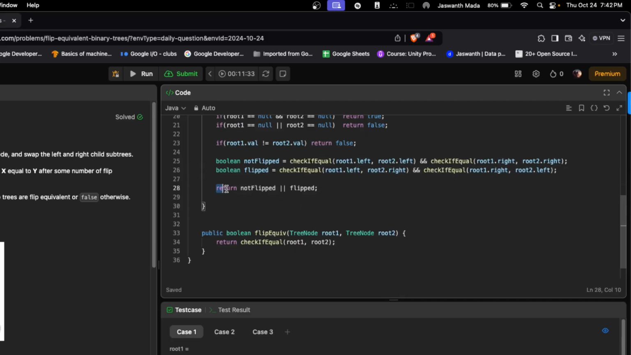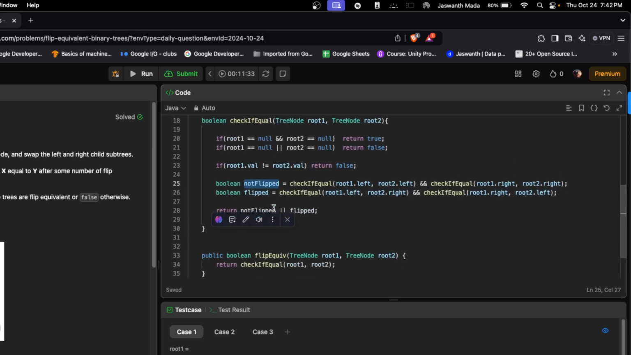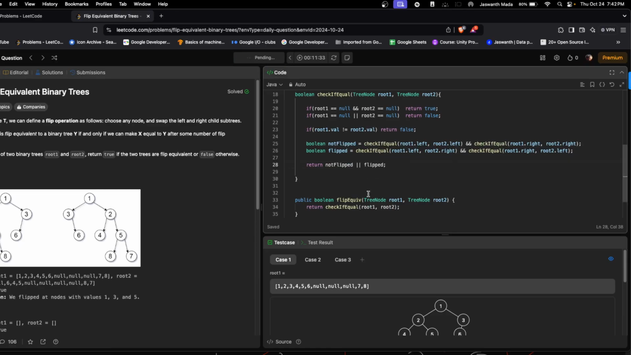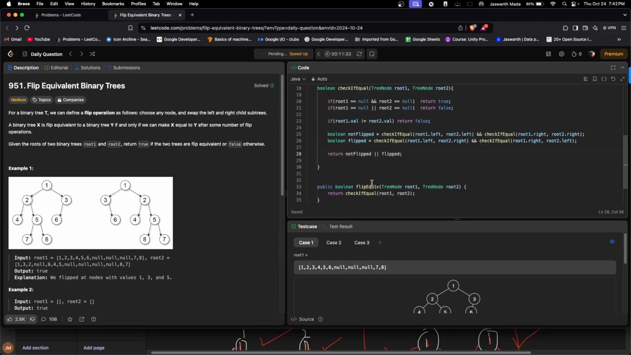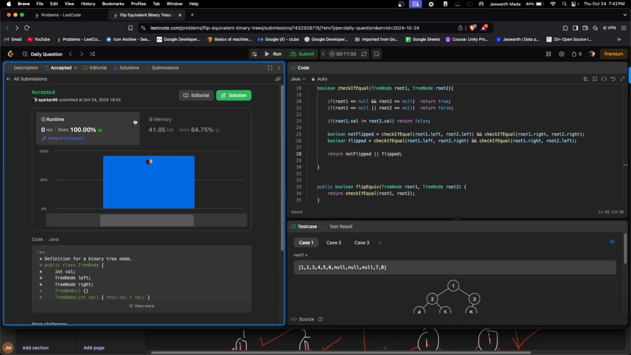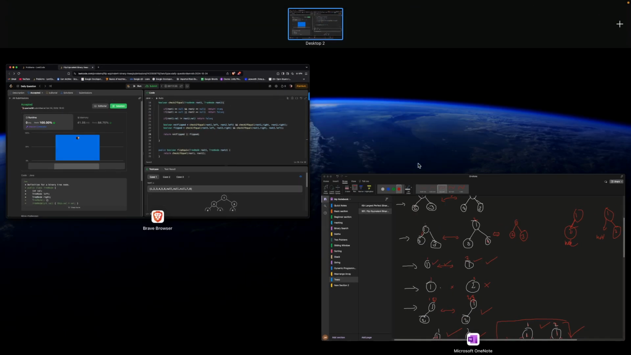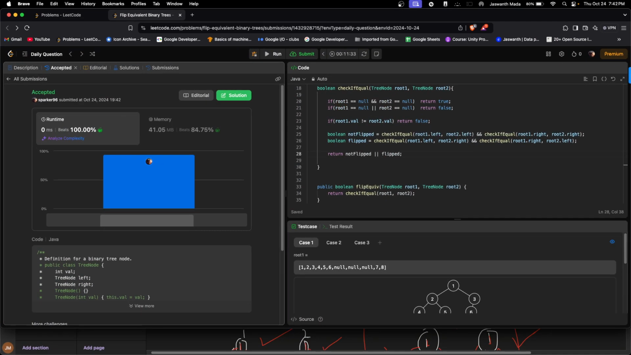As I said, either one of them should return true, right? If the trees are equal without flipping, or if the trees are equal after flipping, we need to return true. That's it. If I run this, it should be working fine. Yes, guys, it's working fine.